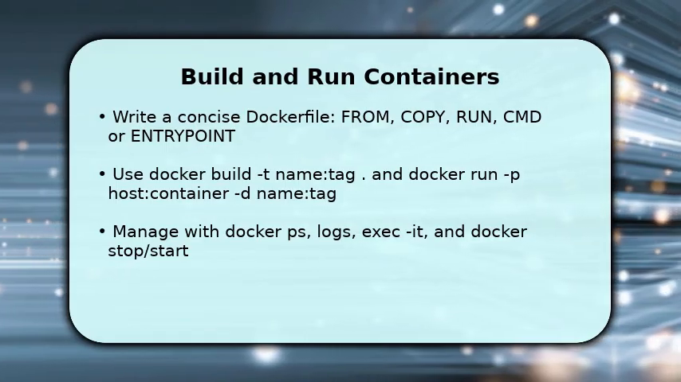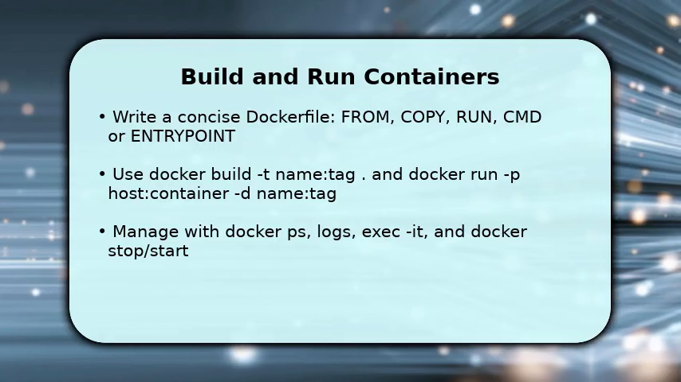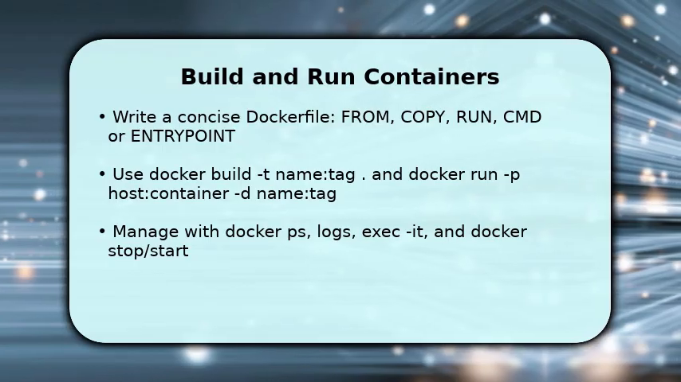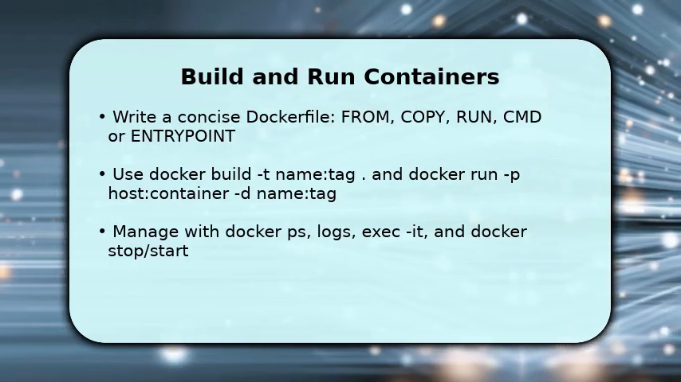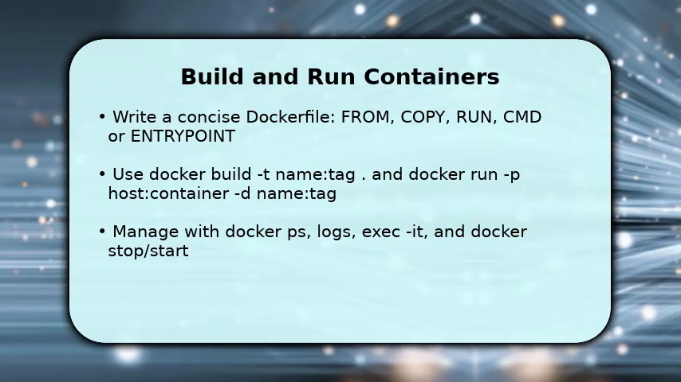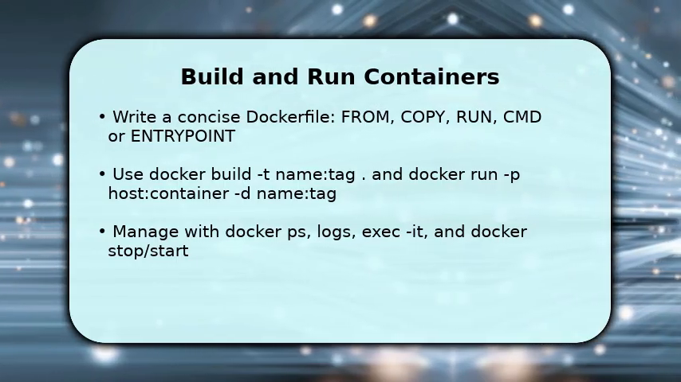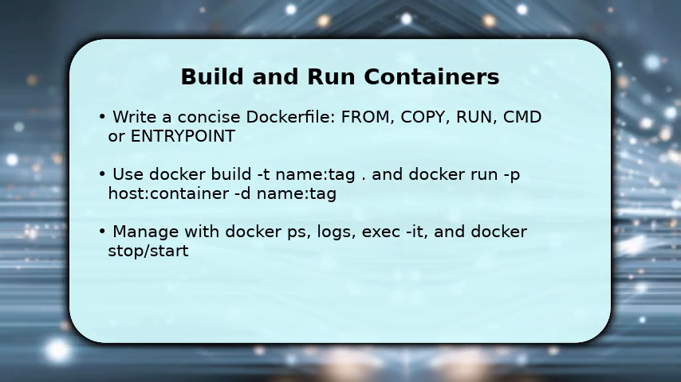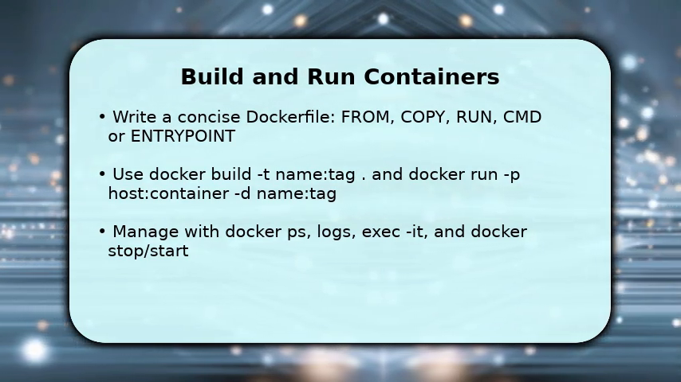Next, build with docker build -t myapp:latest, and run with docker run -p 8080:80 -d myapp:latest. This maps ports and detaches. Make sure to inspect runtime with docker ps and docker logs, and enter shells using docker exec container bash. When done, stop or restart containers with docker stop and docker start to iterate quickly.